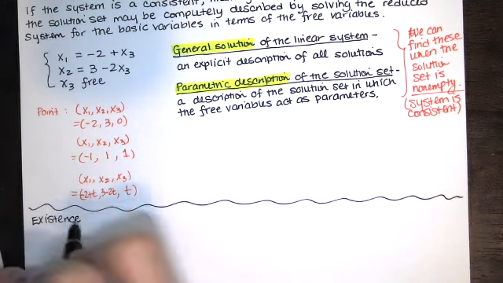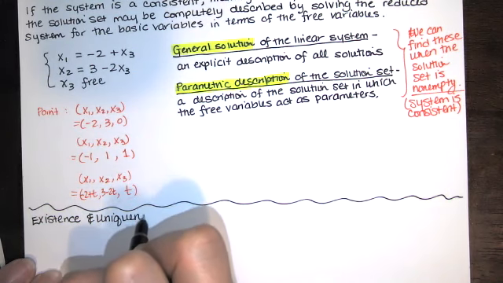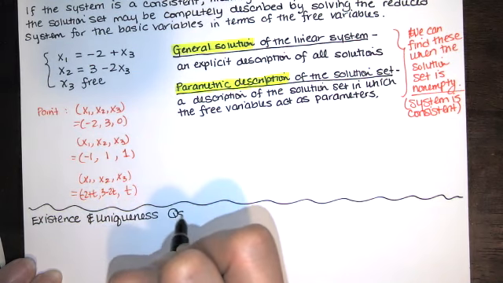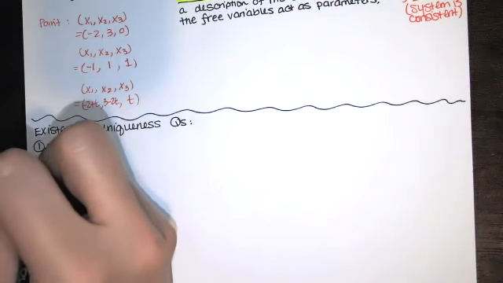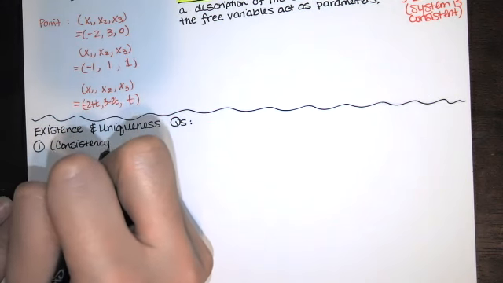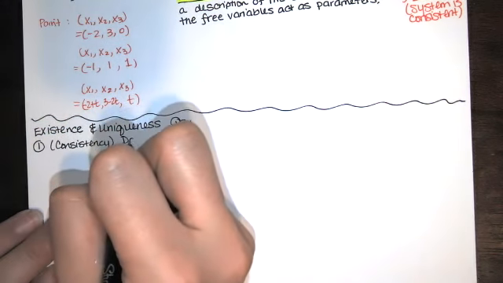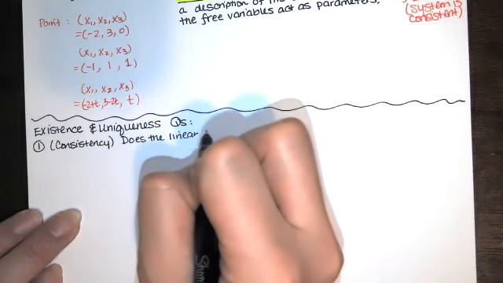I'm getting ahead of myself a little bit. I'm starting to answer the existence and uniqueness questions. So here they are. Here's the first question, and this is about consistency. Does the linear system have a solution?